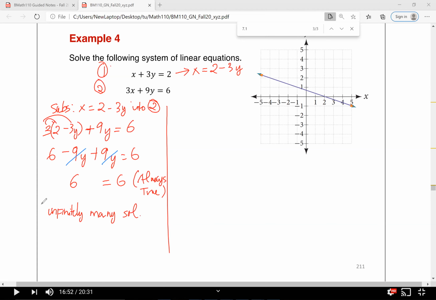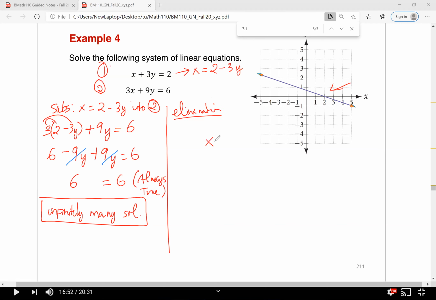Okay. So that means the two lines lie on each other. See here, it actually is one line. So that is using substitution. Okay, what about if I use elimination to solve this problem?